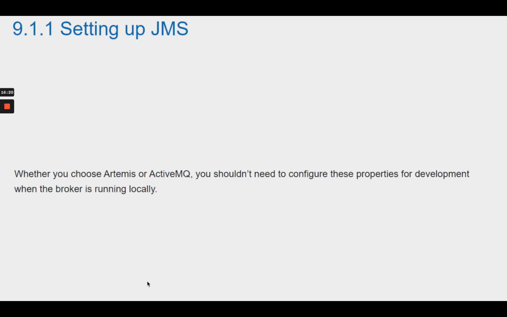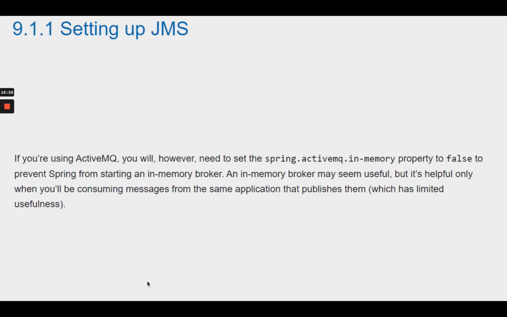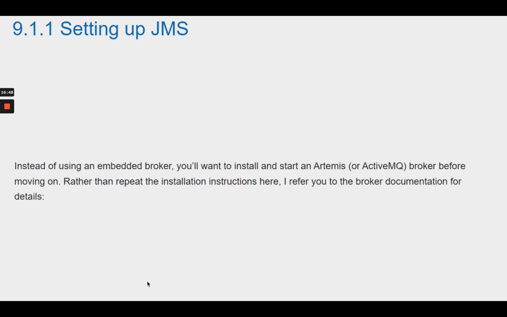Whether you choose Artemis or ActiveMQ, you shouldn't need to configure these properties for development when the broker is running locally. If you're using ActiveMQ, you will, however, need to set the spring.activemq.inmemory property to false to prevent Spring from starting an in-memory broker. An in-memory broker may seem useful, but it's helpful only when you'll be consuming messages from the same application that publishes them, which has limited usefulness.